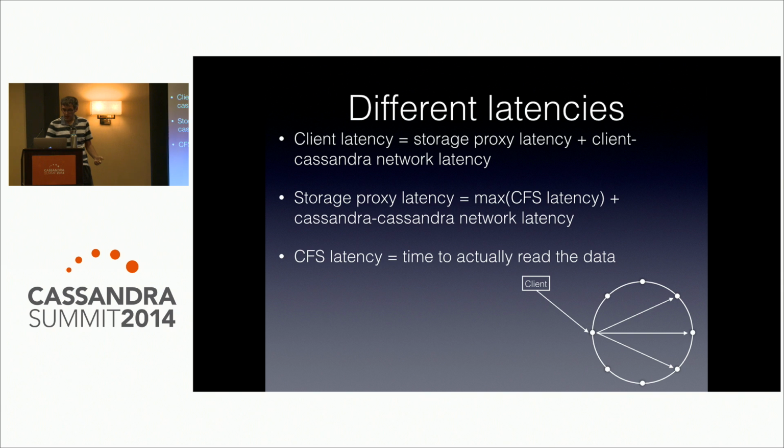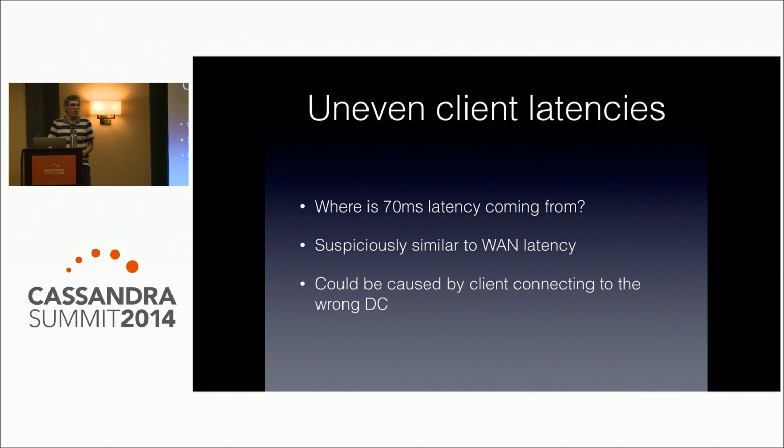So back to our problem, now that we understand the latencies. The client latency is 70 millis greater than the storage proxy latency. So that's some networking delay, probably, between the client and Cassandra. 70 millis is suspicious. It's close to the WAN latency. So maybe the client is connecting to the wrong DC. Maybe that's happening.